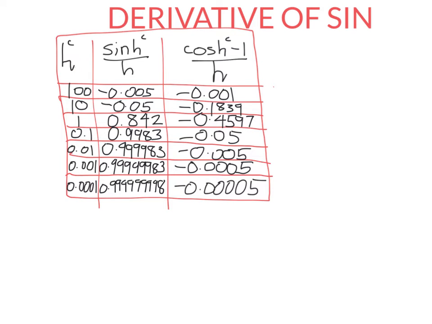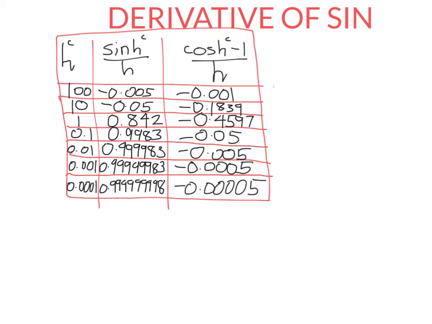And I've substituted each of these h values into this formula, sine h over h, and also this formula, cos h minus 1 over h. So remember, this little symbol here means radians. It's important that when we're differentiating trig functions, our calculations are always in radians. Otherwise, these limits that I'm about to show you won't quite work.